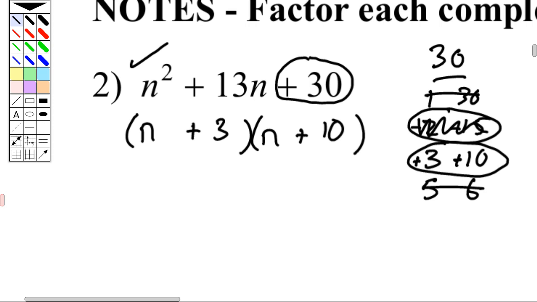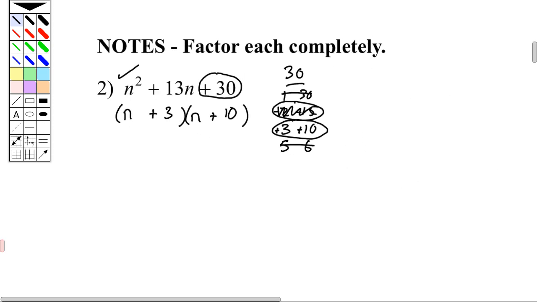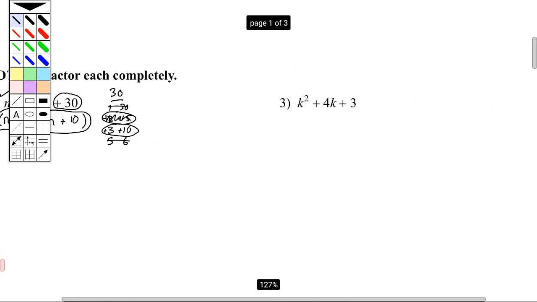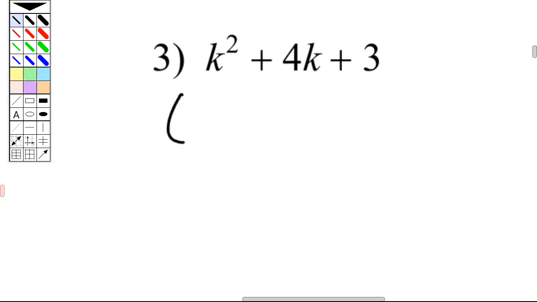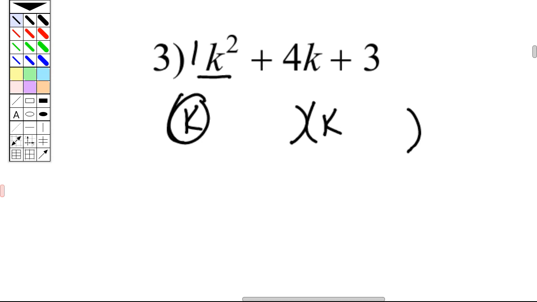So remember, for factoring, you can always multiply your factors at the end to check to see if you got the original. Alright, let's go a little faster now. What times what makes x squared, or k squared? It's got to be k and k. Notice for all these, when the leading coefficient's 1, it's always just the variable times itself. So that part's easy. And what are the only numbers to multiply to make a 3?